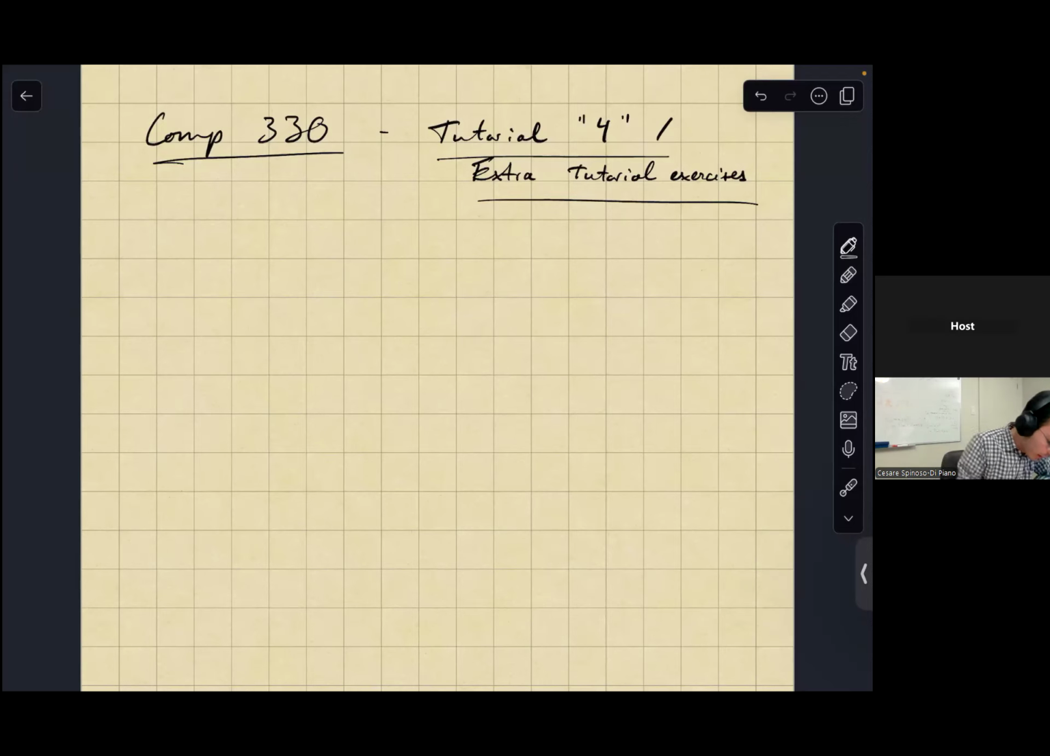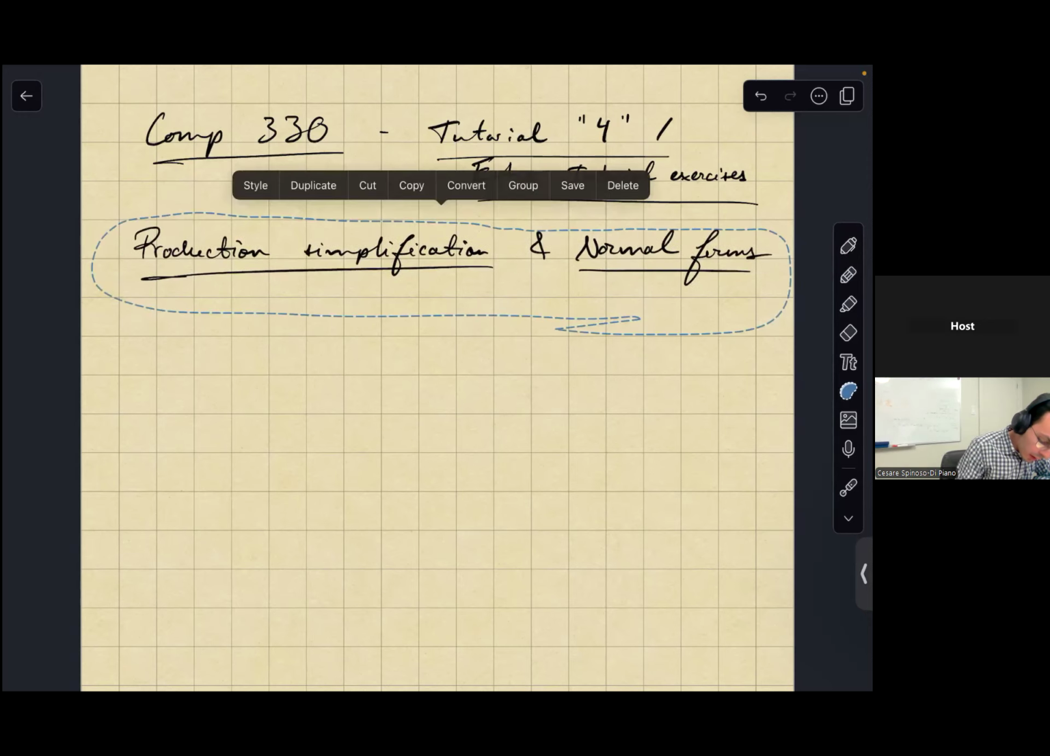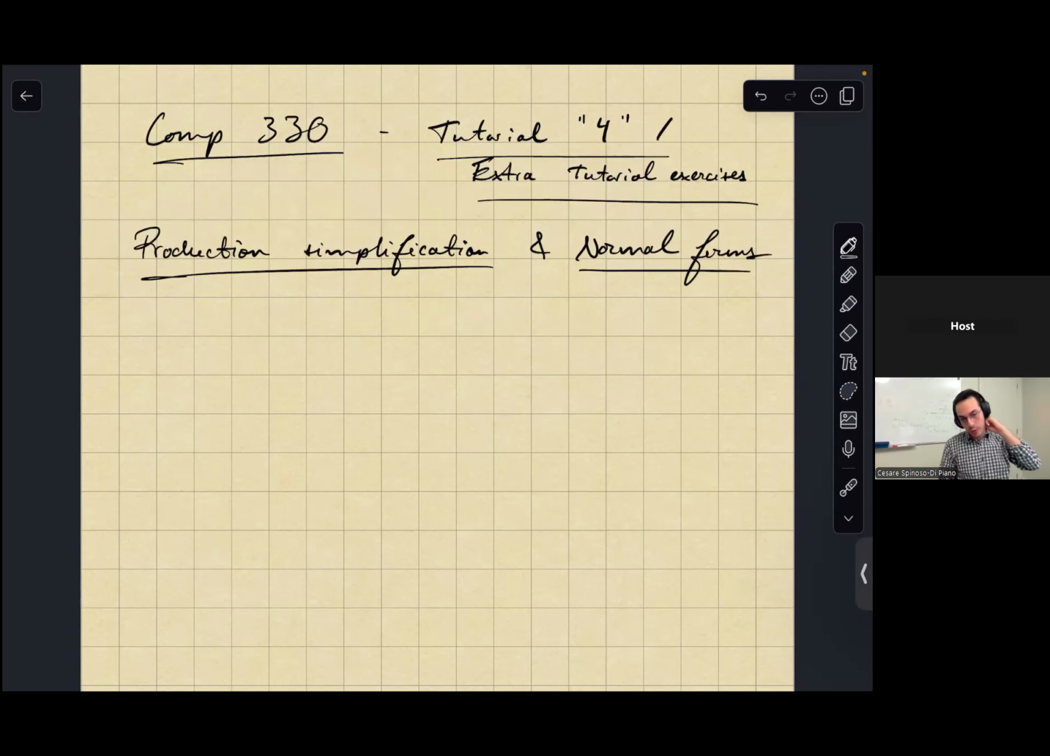So in particular, in this video, we're going to be discussing, more at a high level and more at an introductory level, the notions of grammar production simplification and normal forms. These are in the context of context-free grammars. So we're talking about grammar production simplifications for context-free grammars and normal forms of context-free grammars as well.